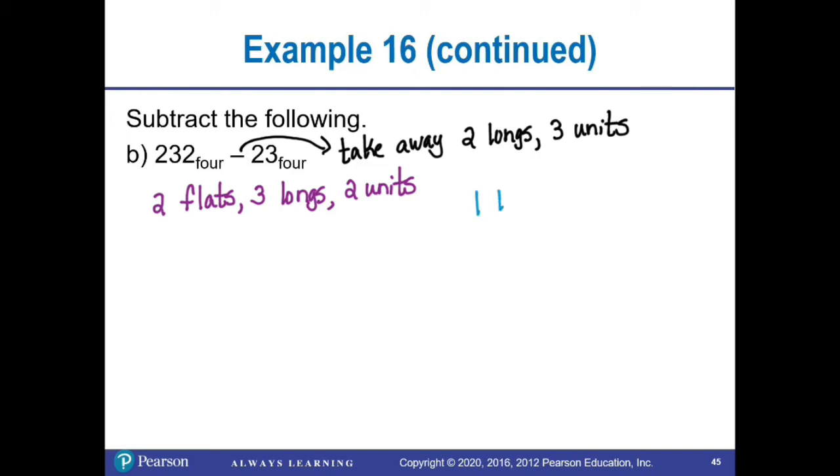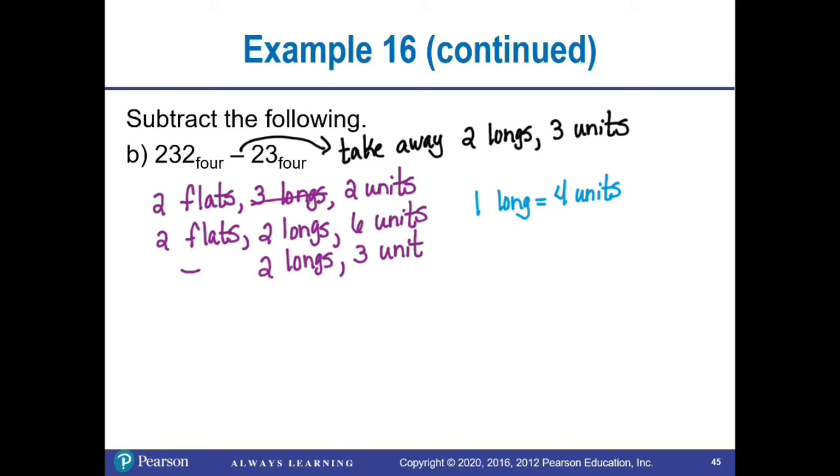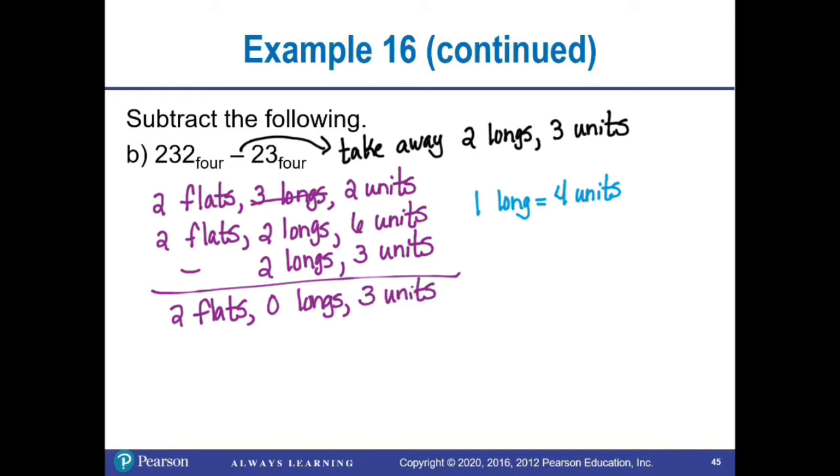Now in base 4, 1 long is 4 units. So I trade 1 long, leaves me with 2, for 4 units. 2 plus 4 gives me 6, and bring down your 2 flats. And now we're ready to subtract 2 longs and 3 units. This gives us 2 flats, 2 longs minus 2 longs, no longs left, and 6 units minus 3 units leaves us with 3 units. So I have 203 base 4.